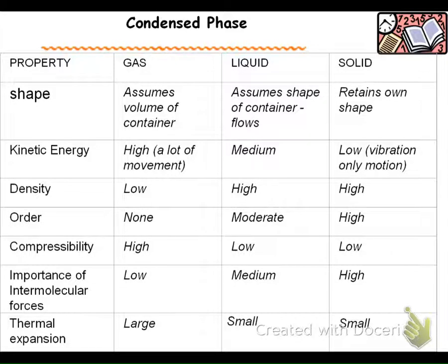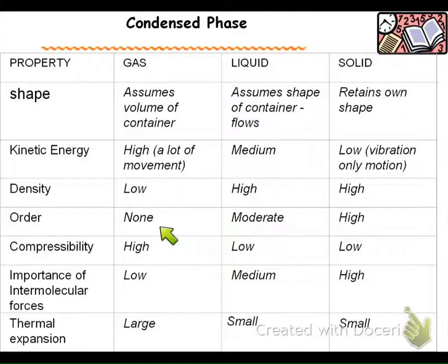So remember, a gas assumes the shape of the container, a liquid assumes the shape of the container, and solids retain their own shape. Gases have high energy, liquids have a moderate energy, and solids have low energy. The density is as follows. With a gas, it's very low. Remember, that's why we measure in grams per liter with density for gases. For liquids and solids, the density is high.